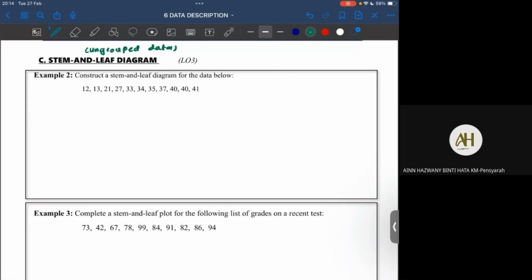So what we will do when the question asks us to construct a stem and leaf diagram, first thing first, make sure the data is in sequence, ascending order. In the chapter on data description, if you are given ungrouped data, make sure first of all to rearrange your data in ascending order. As you can see, your data is already in ascending order, 12, 13, 21, 27, 41, so no problem. Make sure to arrange in ascending order.